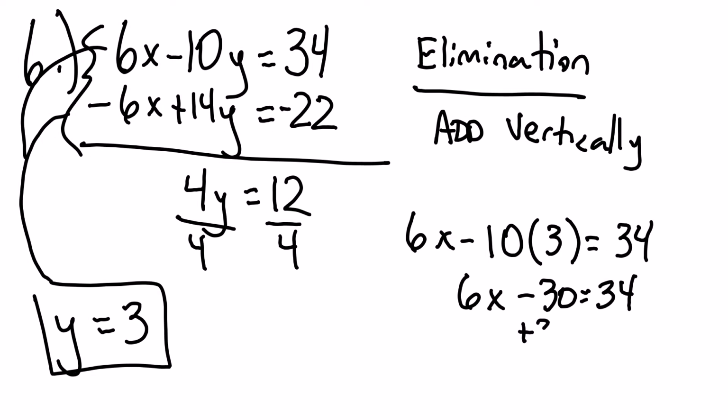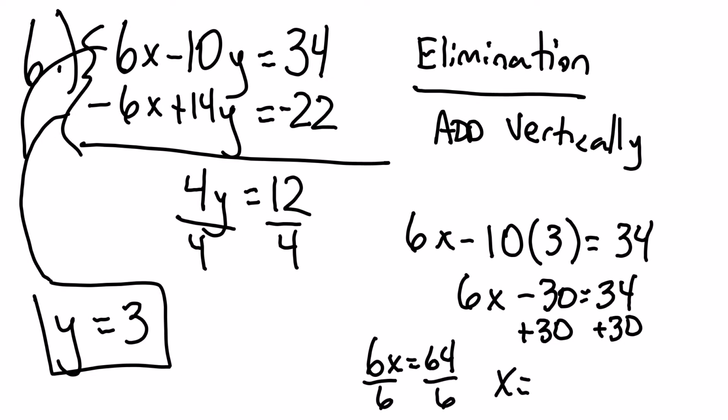I add 30 to both sides. Let's just do PEMDAS backwards. I get 6x equals 64. I divide both sides by 6. I get x is equal to 64 over 6, or 32 thirds, or a lot of us might use the calculator and put 10 and 2 thirds. I would prefer 10 and 2 thirds versus 10.6 because that's an estimation. 10 and 2 thirds is the exact answer. That's how you do number 6.